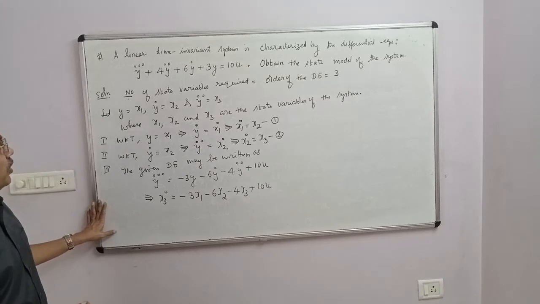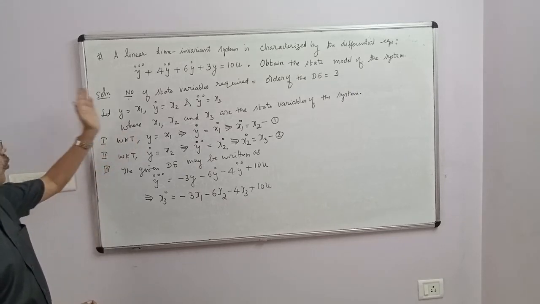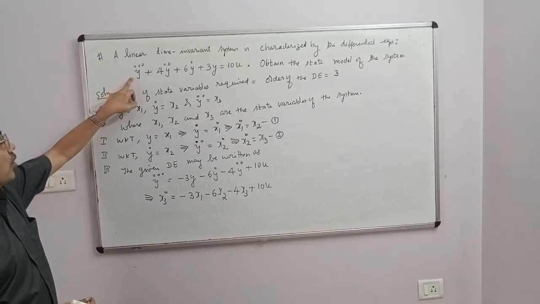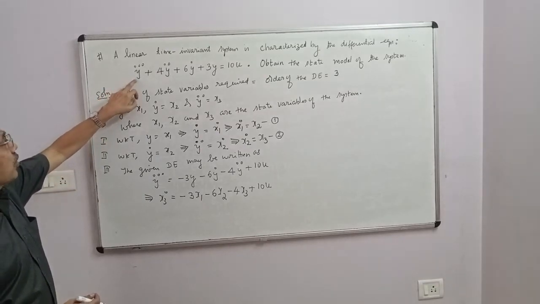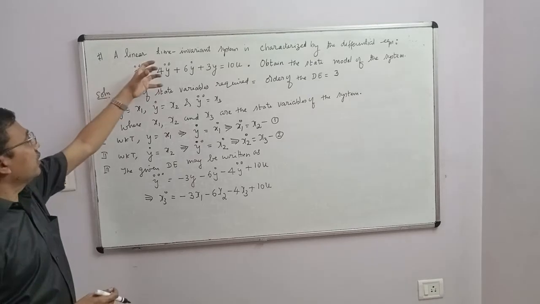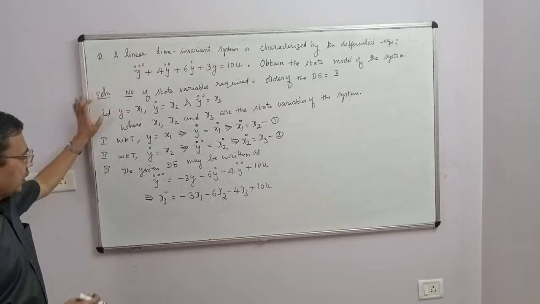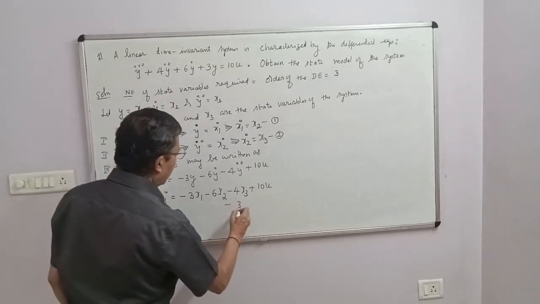So what is important, first and foremost, is how many state variables are required. That depends upon the highest order of the derivative present in the differential equation, which is nothing but the order of the differential equation. So this is equation number 3.